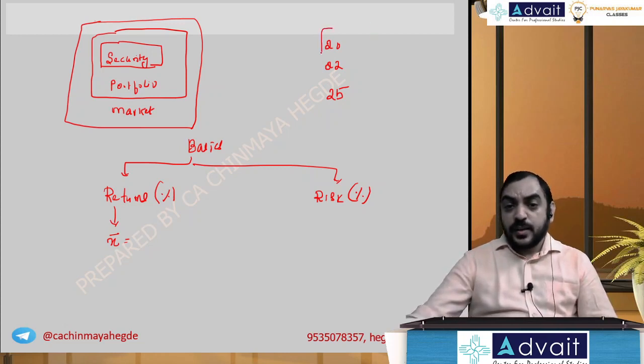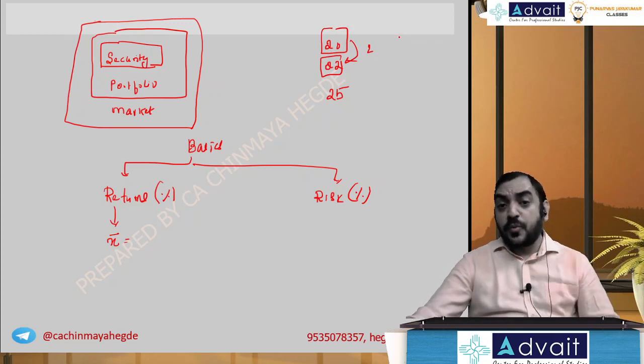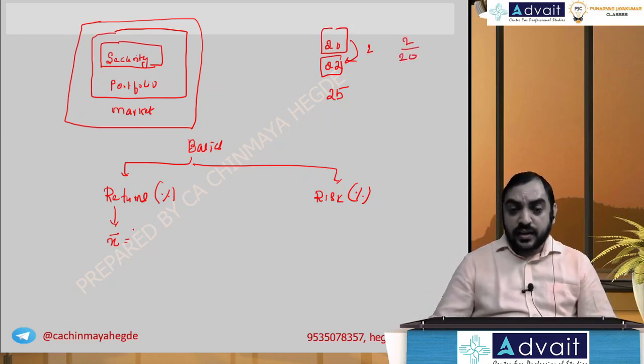So 20 becoming 22, that is 2 rupees. But 2 rupees out of how much? 2 rupees out of 20 rupees. So returns, we calculate the average return: summation x divided by n, and return for a security.